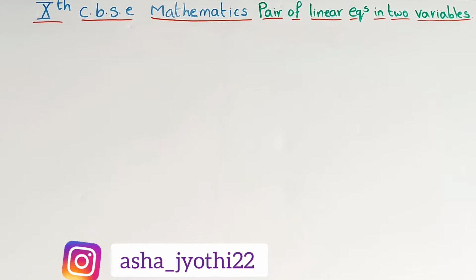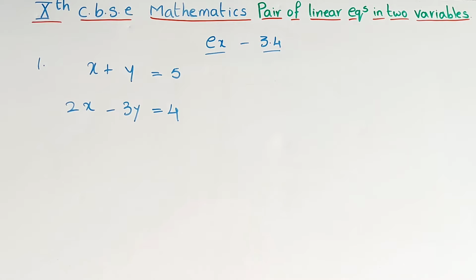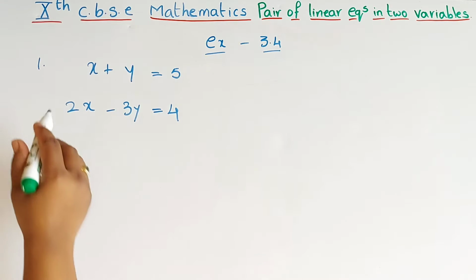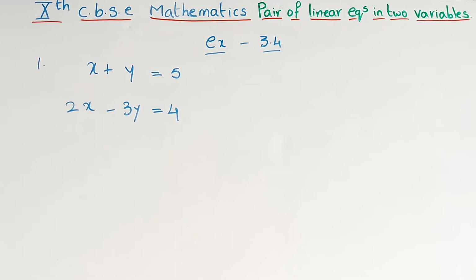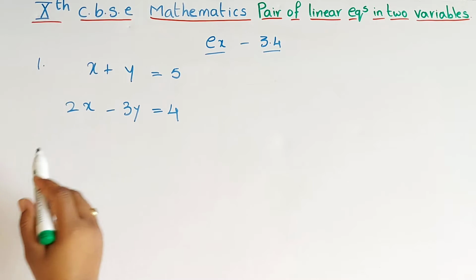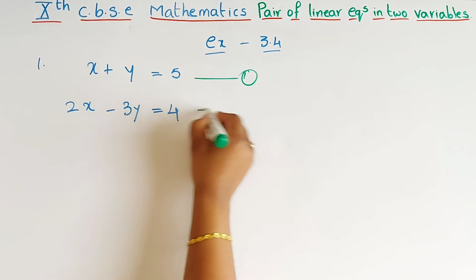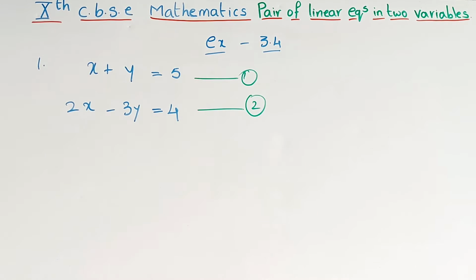We are learning 10th standard CBSE Mathematics, Chapter 3, Pair of Linear Equations in Two Variables. Let us start exercise 3.4 children. First question, solve the following pair of linear equations by the elimination method and the substitution method. First question, x plus y equal to 5, 2x minus 3y equal to 4. This is first equation children and this is second equation children.